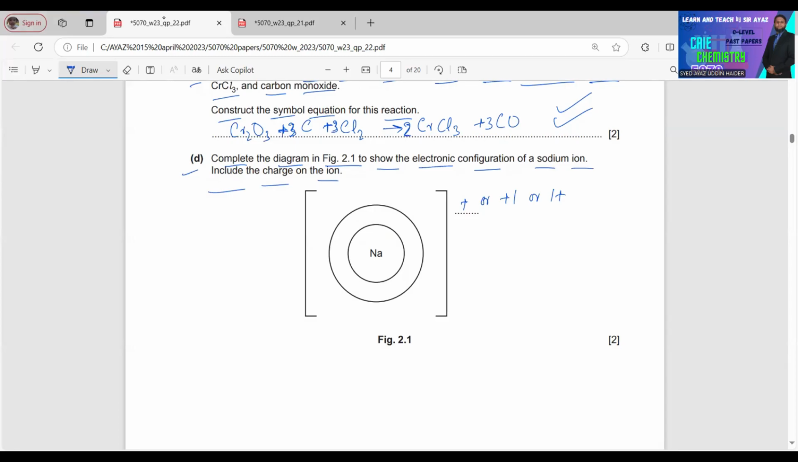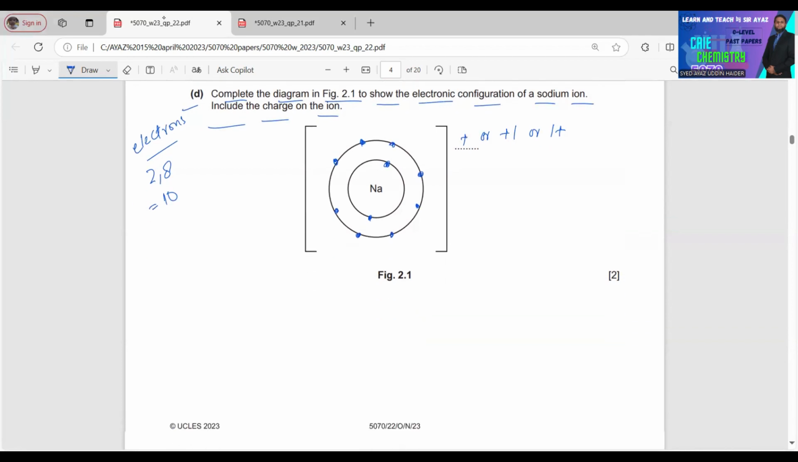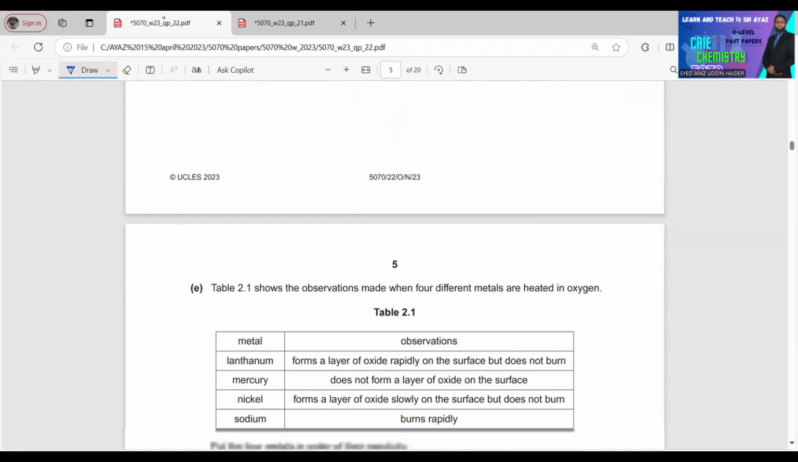Now we need to place electrons in different shells. In the first shell, it must be having 2 electrons. In the second shell, it must be having 8 electrons, as it has lost 1 electron and is left with 10 electrons. So I will write 2 in the first one: 1, 2. Second one: 1, 2, 3, 4, 5, 6, 7, 8. This will be the final answer for this question.